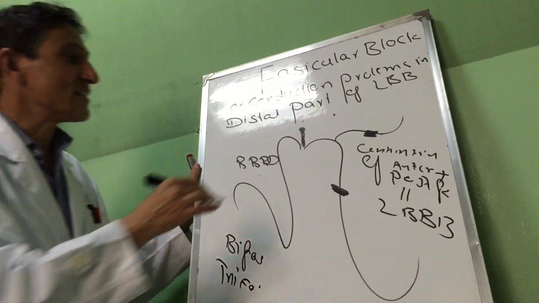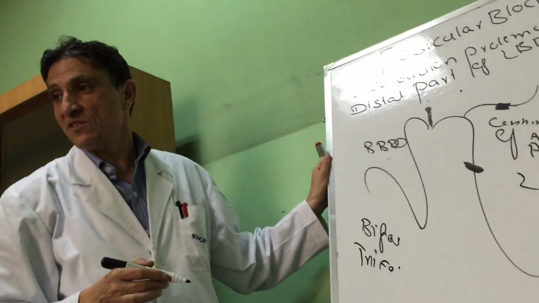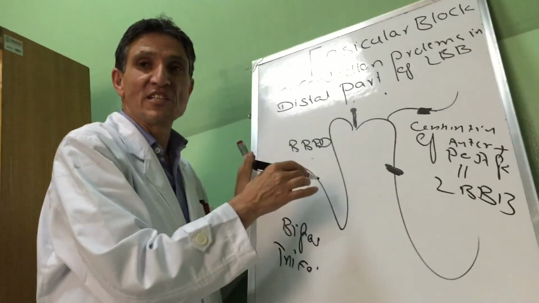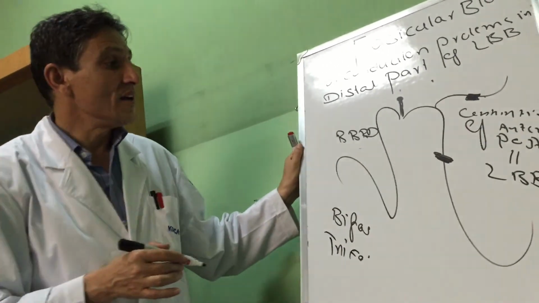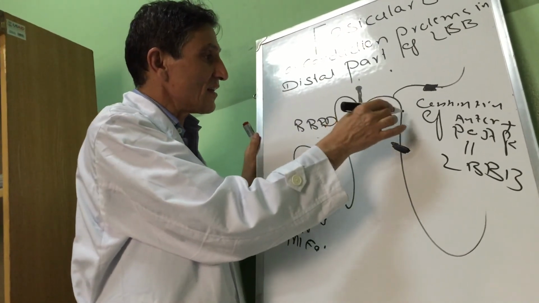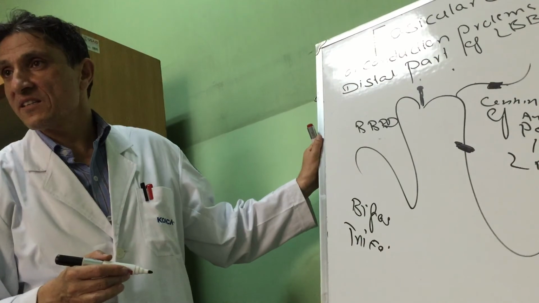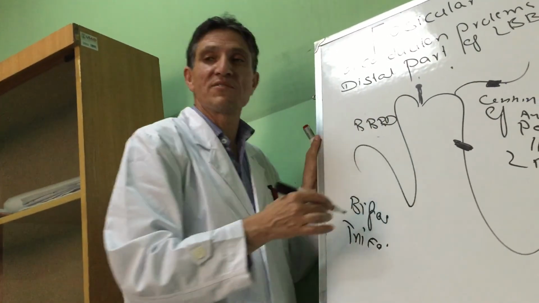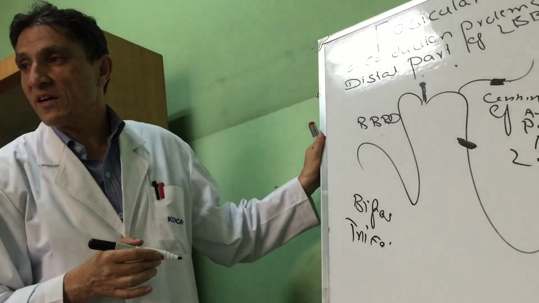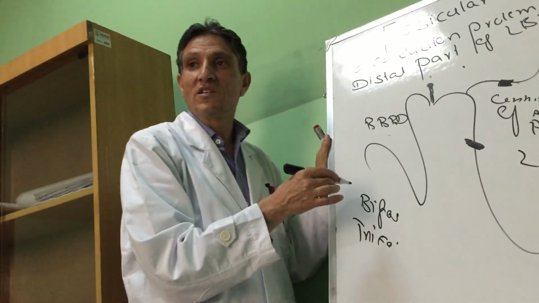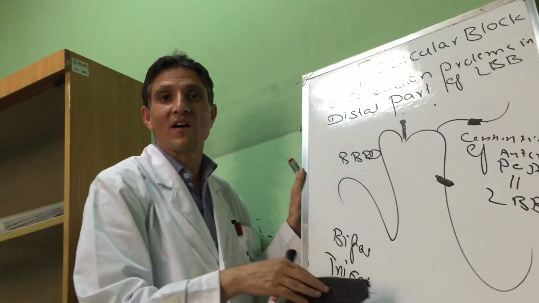Clinical relevance: anterior fascicle block has no clinical value, because it does not produce any symptoms. Bifascicular block, if it produces symptoms, requires treatment. Trifascicular block, if it produces any symptoms and signs, requires treatment. Otherwise, there is no need for any intervention. This was about the fascicular block.